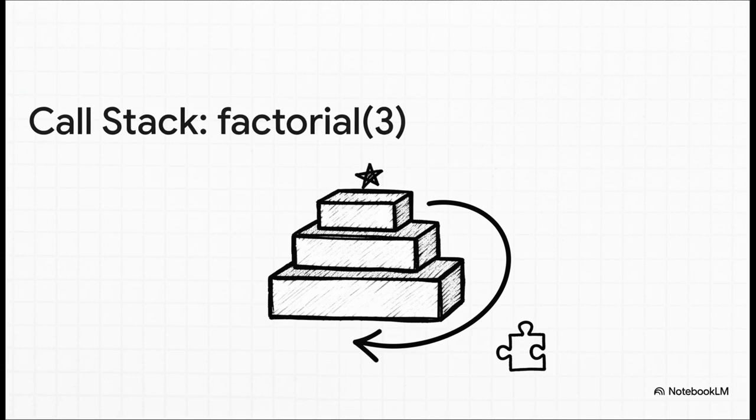When factorial 3 is called, it can't finish its job yet. It pauses and calls factorial 2, which then pauses and calls factorial 1. That's the base case. It immediately returns 1. Now the chain unwinds. Factorial 2 gets the one it was waiting for and returns 2. Finally, factorial 3 gets that 2, calculates the final result, and returns 6. It's like a stack of plates that you build up and then take down one by one.